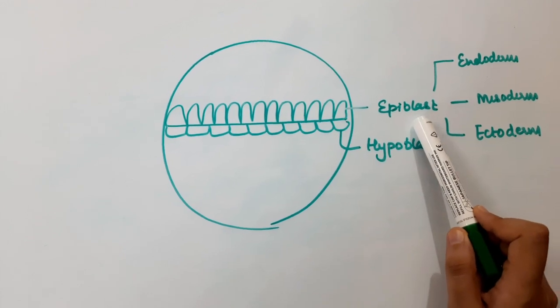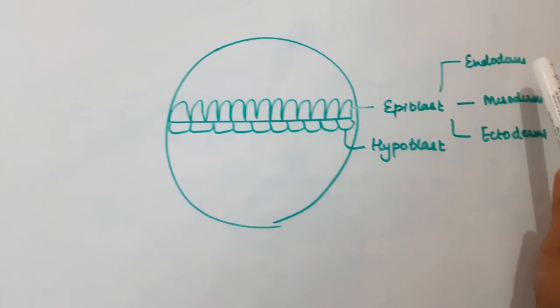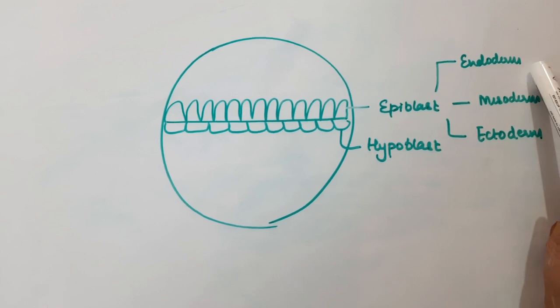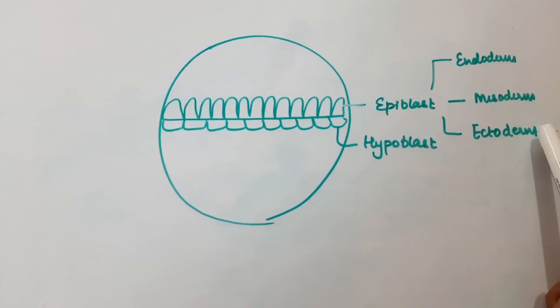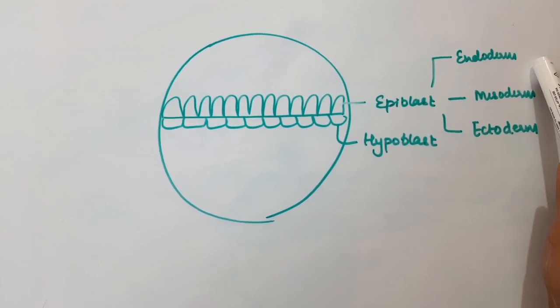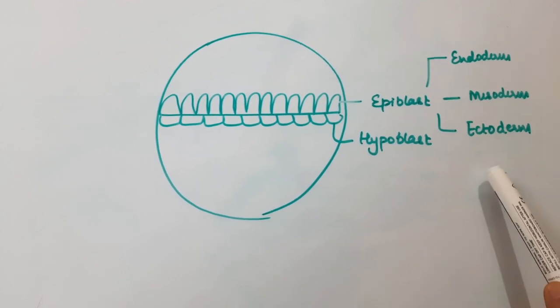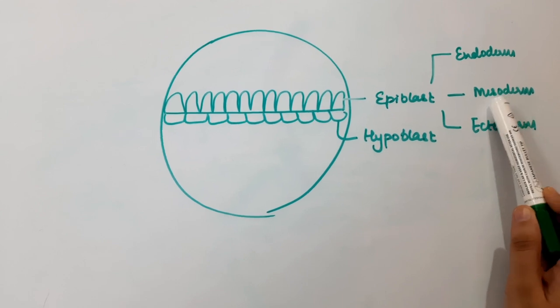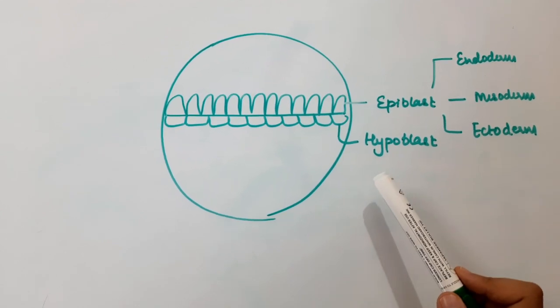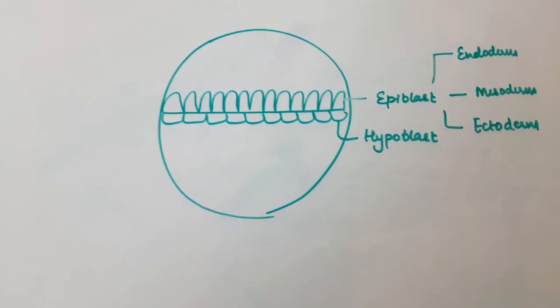This epiblast layer eventually gives rise to all three of the germ layers, the endoderm, mesoderm, and ectoderm, with the endoderm being formed first, mesoderm second, and the ectoderm in the end. This mesoderm further gives rise to multiple structures which we will see.